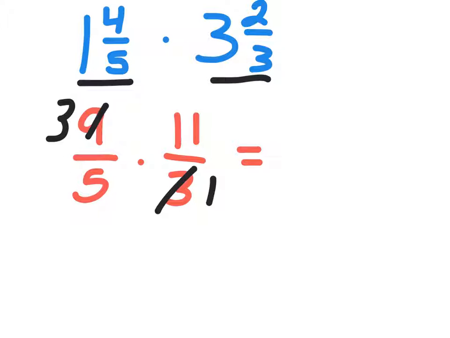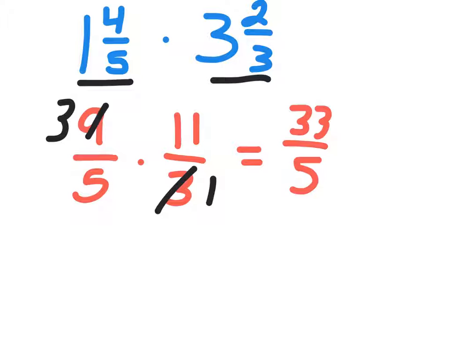But at least I'm working with some smaller numbers. Now let's multiply across our numerators. Our new numerator is 3 times 11, which is 33. Now I'm going to multiply our denominators. 5 times our new denominator, 1. And I'm done. The next step is to put this back into a mixed number, and we have to ask ourselves, how many times does 5 go into 33?